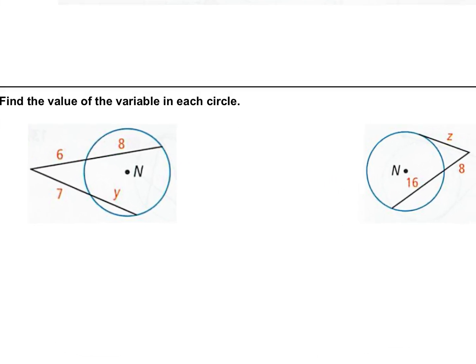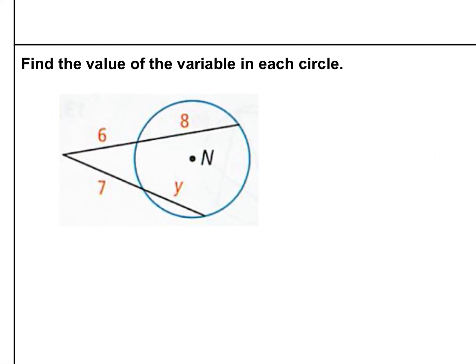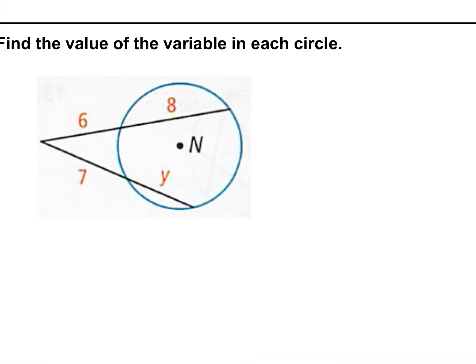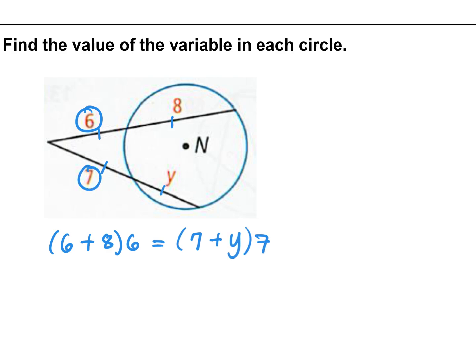Okay, so let's give you some examples. Find the value of the variable in each circle. Earlier I said we're going to equate this one. So first outside, it's going to be 6 plus the inside 8, multiplied by the outside 6. This one again is going to be 7, outside, and then inside plus y, then multiplied by outside.